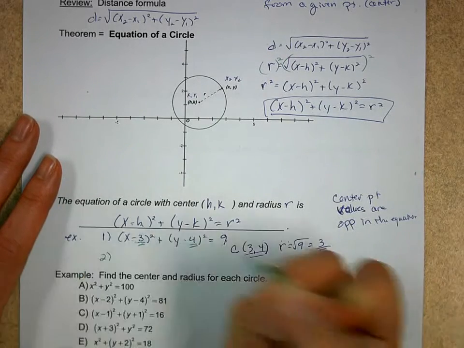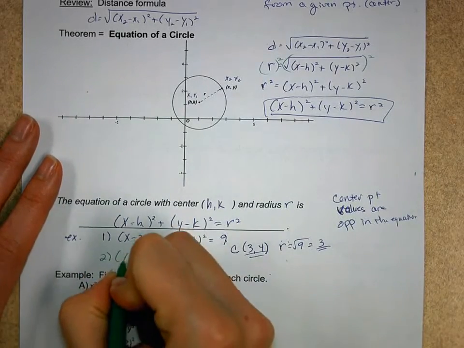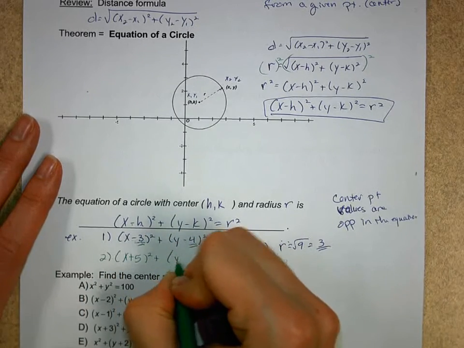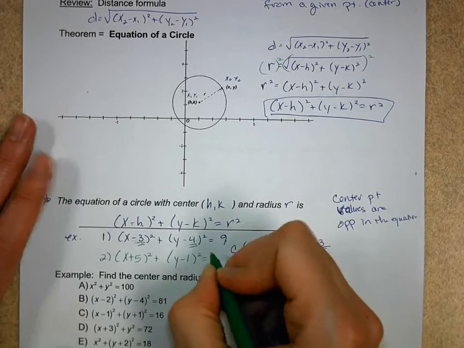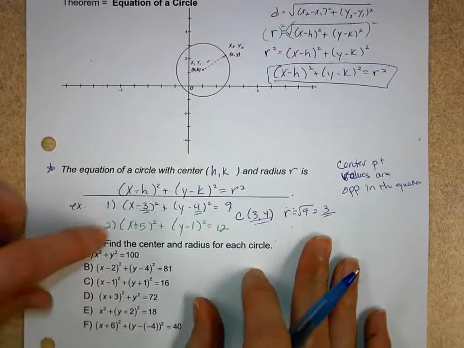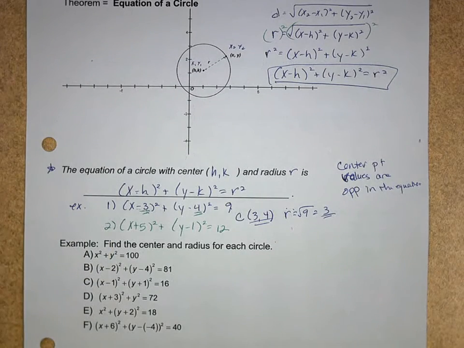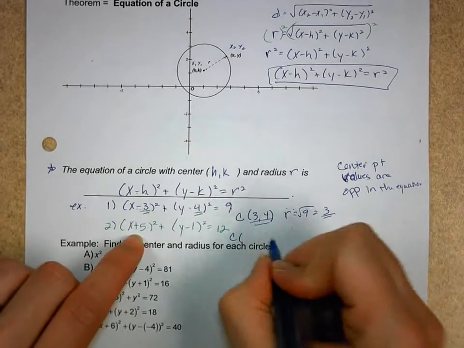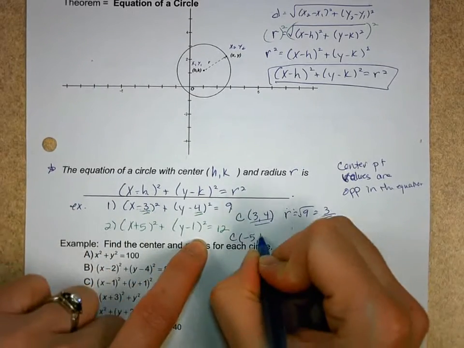Okay, a second example we're going to use is the following. I'm going to go (x + 5) squared plus the quantity (y - 1) squared equals, let's just say, 12. Now looking at this one, this is the standard form. I'm supposed to be able to pick out h and k. Well, in this case, my center is going to be (-5, 1).